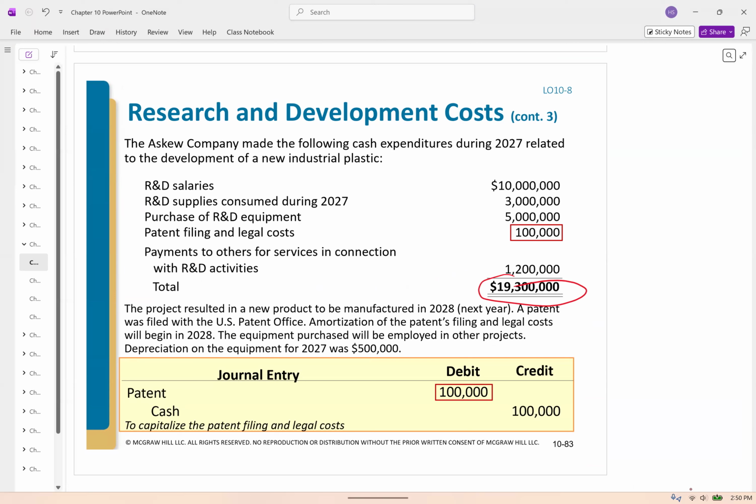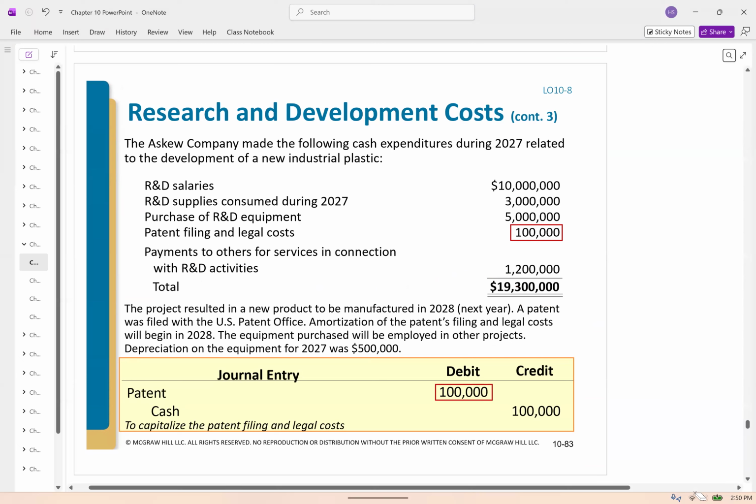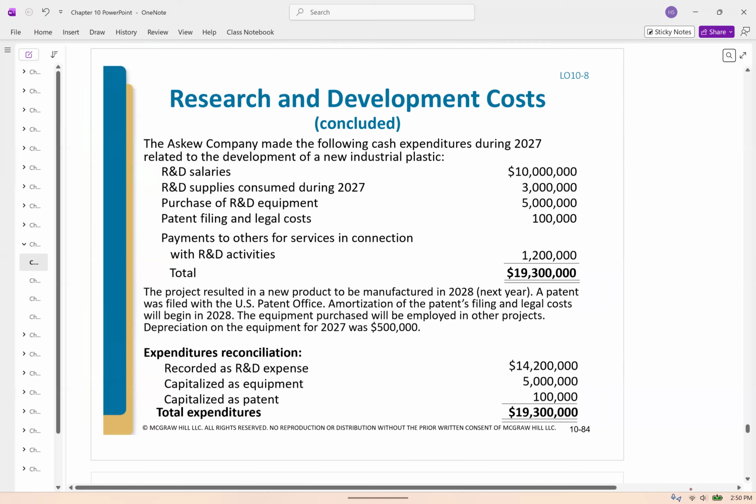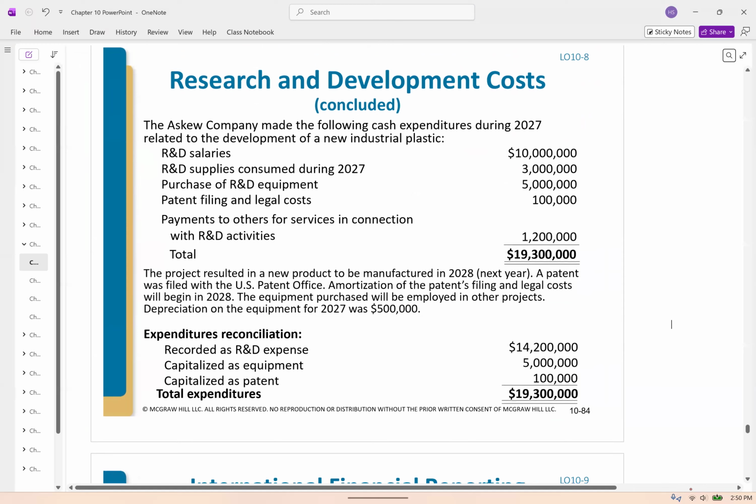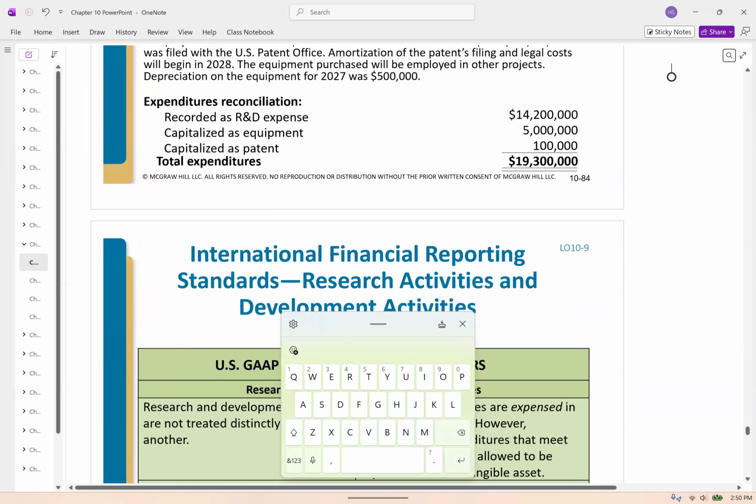That's why a lot of new drugs are more expensive, because they're trying to recover all of that. It really doesn't relate to this patent because they spent a whole lot of money and there's no telling how many years they did this trying to get up to that. That's just this year. All right. So they kind of give us a few things here: R&D expense, capitalized equipment, and capitalized as a patent. Okay. Moving right along.